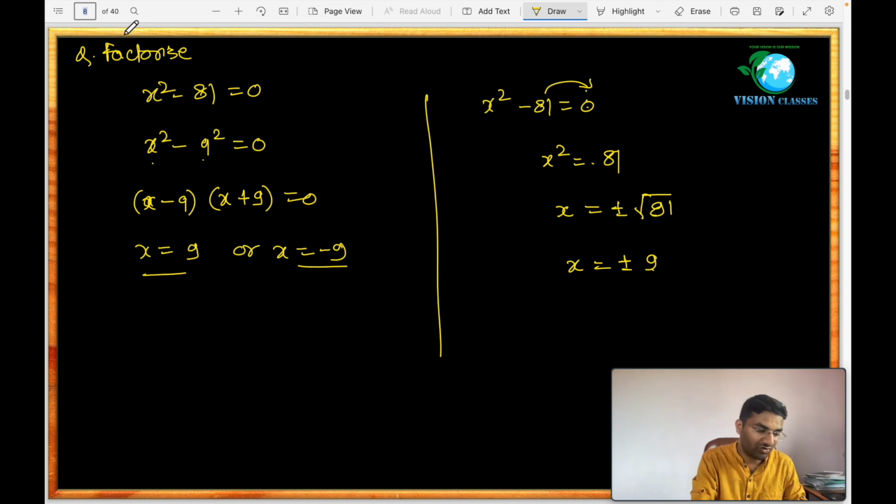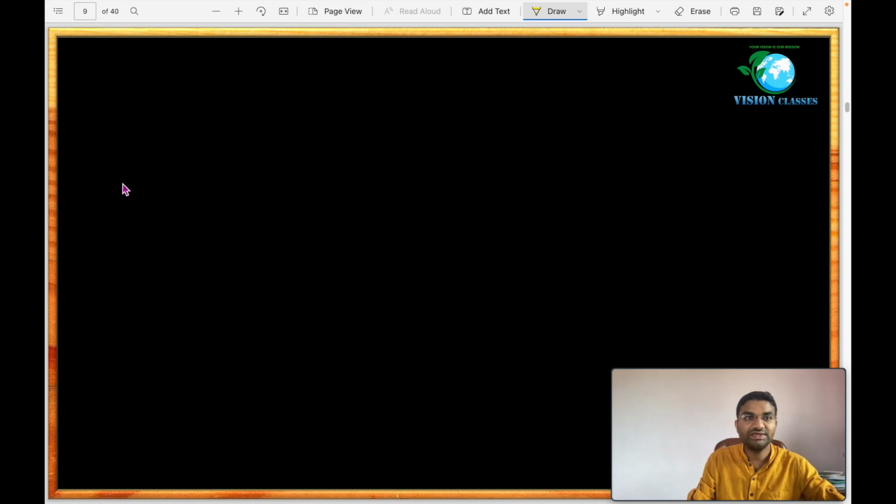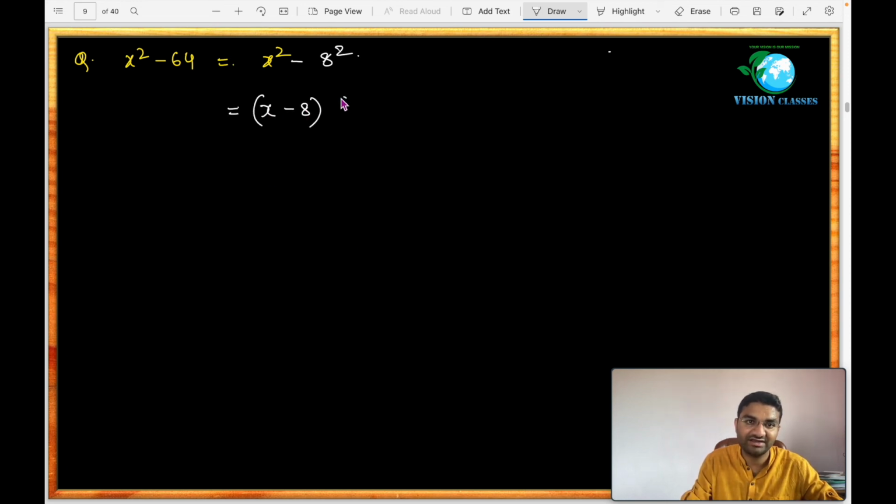We'll solve one more example. Here let's say we have a question, x² − 64. How can we factorize this one? Here 64 can be written as 8², right? So x² − 8², isn't it? So it will be (x − 8)(x + 8). These are the two factors you will get.